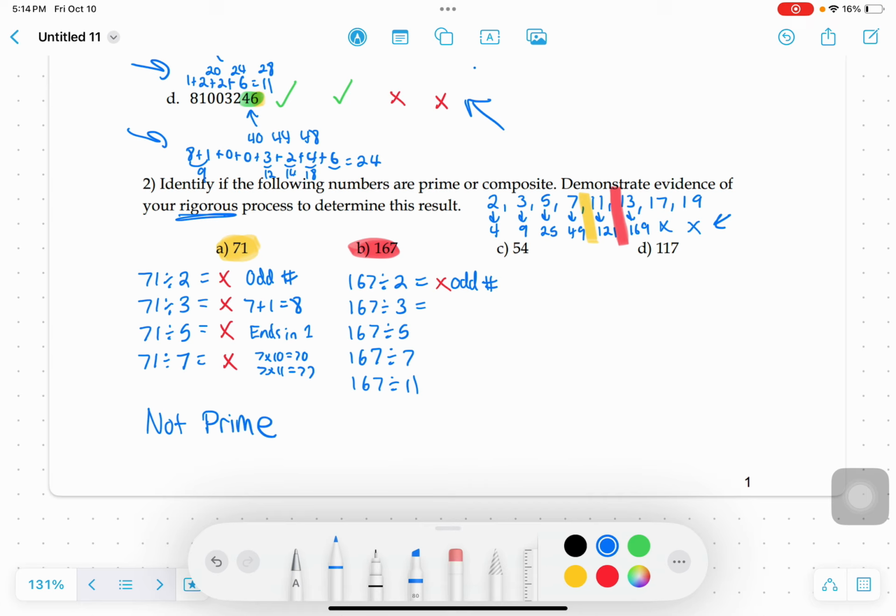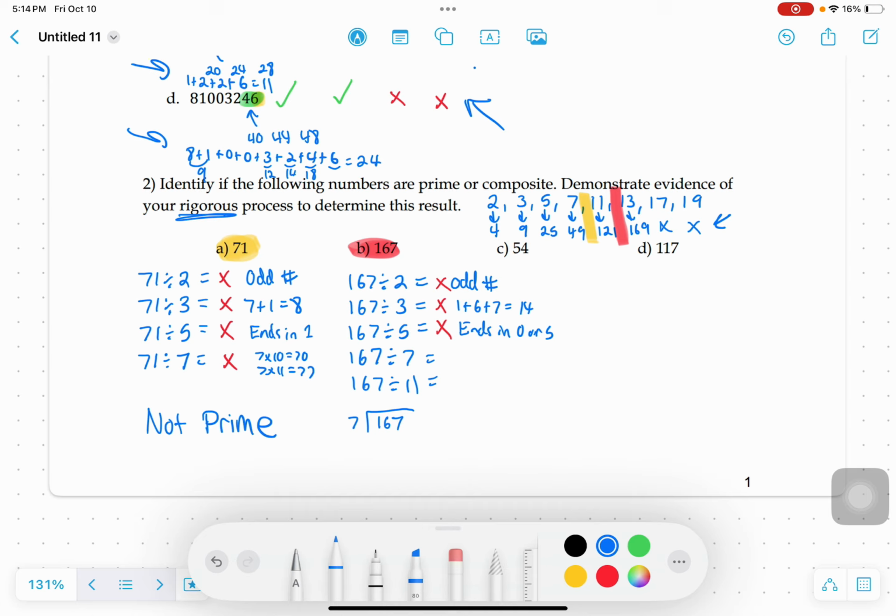For our second one, we can use the sum of the digits. That's 14. 14 is not divisible by 3. 167 ends in 0 or 5? It does not, so I can put an X there. For 167 divided by 7 and 11, my best chance is likely long division, though you may know a trick for these numbers. If you do know a trick and you can show the work for it, it is allowed on the quiz as work.